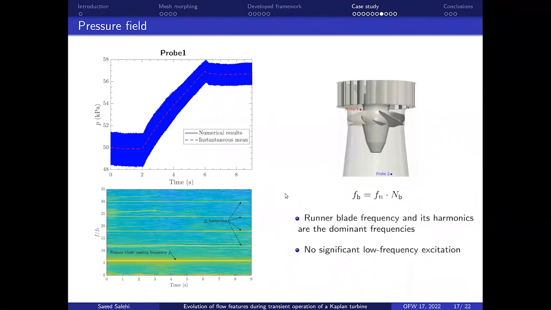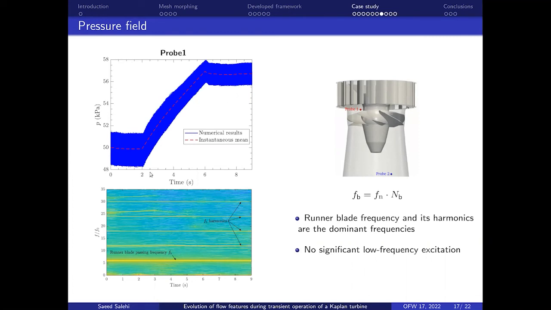When we look at the flow field, many things are happening. We now have two probes here, probe 1 and probe 2, and we are looking at the results of probe 1, which is right before the runner, upstream of the runner. As you can see, when we close down the guide vanes and the flow rate decreases, the pressure at these two points increases. And we have a band of variation, which is basically the rotor-stator interaction.